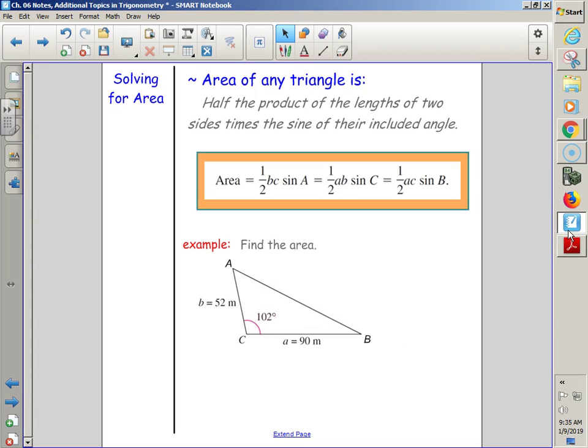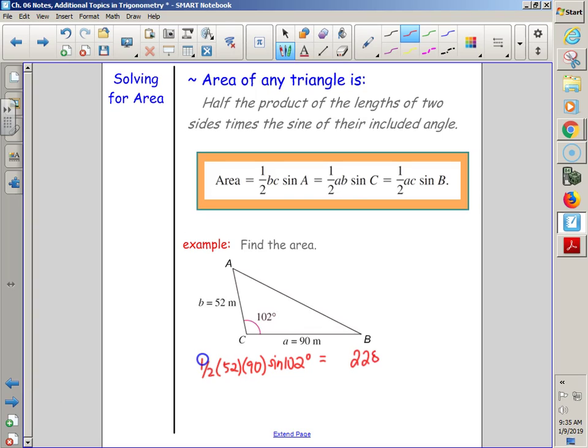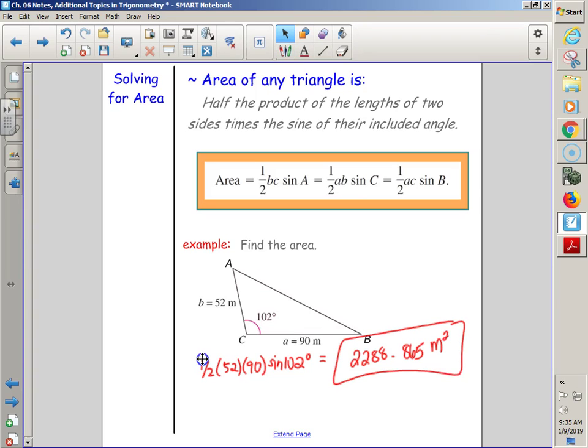Okay, let's see how you guys did. When you were plugging in, did you just do 1/2 of 52 times 90 times sine of 102? It was as easy as plug and chugging. What'd you guys get? Tony's going for it. That'll be 45 times 52 times sine of 102. Tony, what do you got? 2,288. Good. I'm going to throw a few decimals in there: 865. However, what'd they give me? So I better put for area meters squared. Good. Okay, area formula, we okay? Plug and chug? So let's go figure out what's going on in number 35.